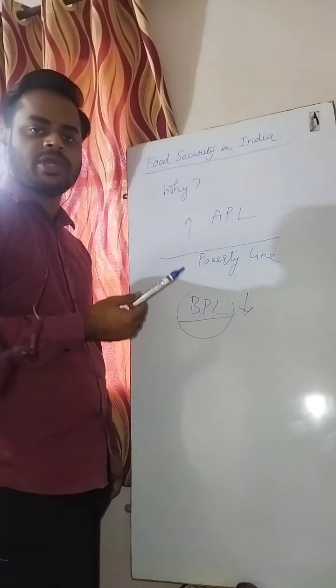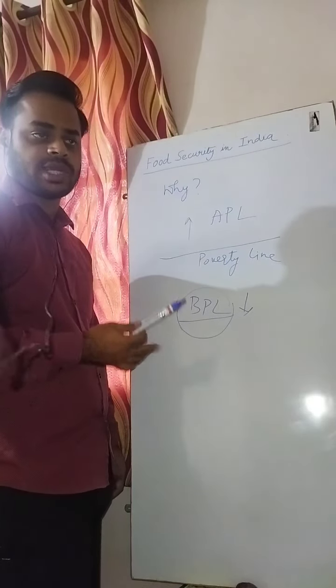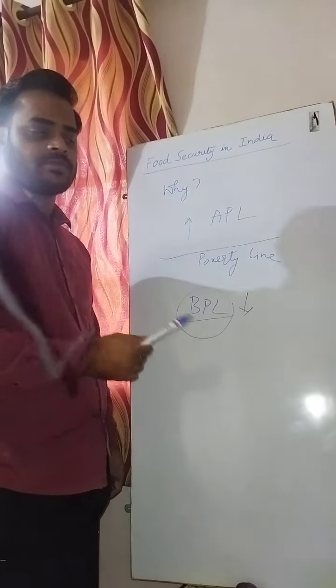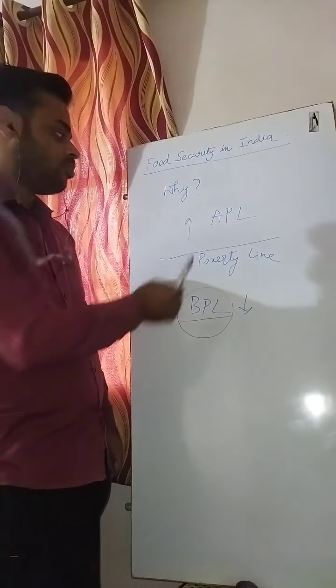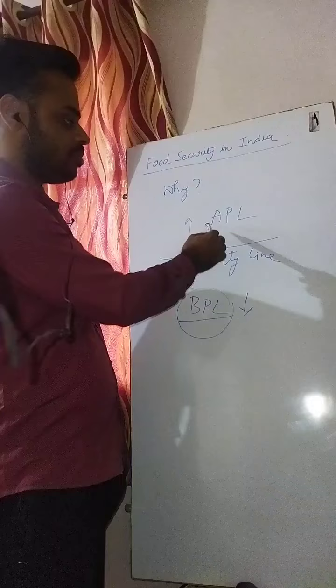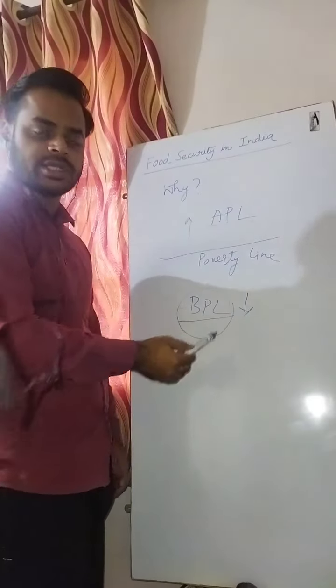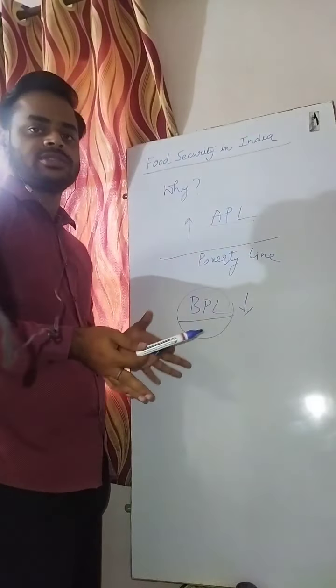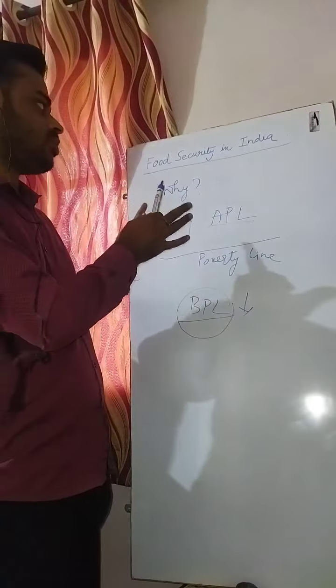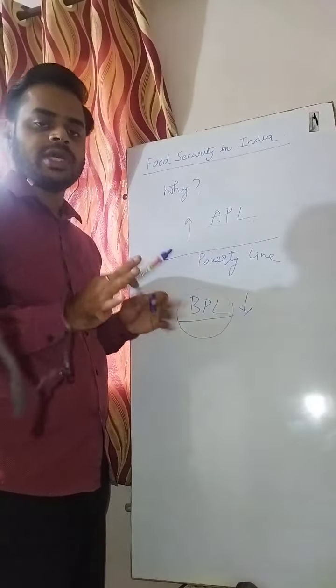For example, it can be a drought, it can be a flood, it can be an earthquake or tsunami, it can be famine like the Great Bengal famine. In those cases, both the people above the poverty line and the people below the poverty line struggle and are at high risk of food insecurity. That's why food security has to be ensured for all people in the country.